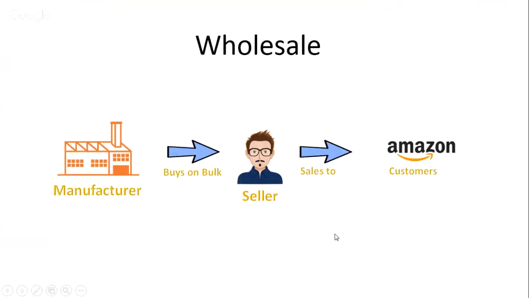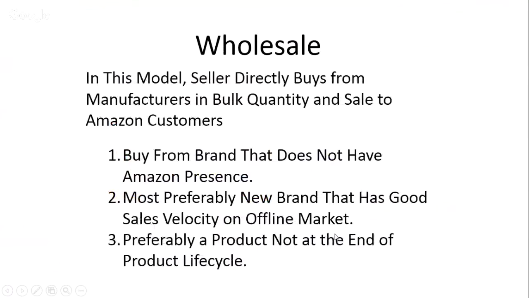So in this model, I'm just summarizing what I explained: the seller directly buys from the manufacturer in bulk quantity and sells to Amazon customers, buying from a brand that does not have Amazon presence yet. That's the basic. And most preferably a new brand that has good sales velocity on the offline market. That means they already have an established brand value or name on the retail market, and we just want to tie up with them and get them online, right?